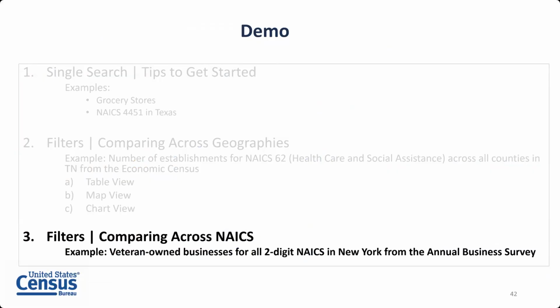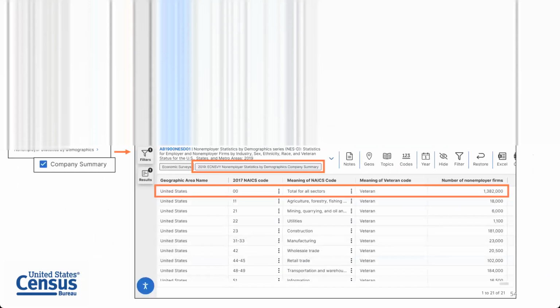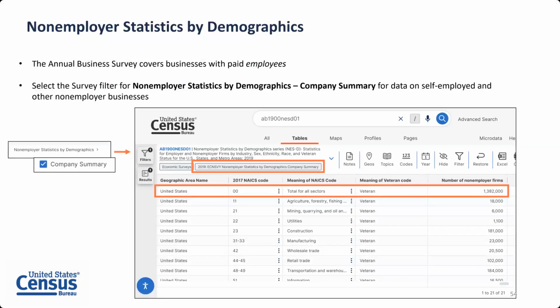All right, so moving back here to wrap up with some additional details, I mentioned you always want to add non-employer statistics data to the other data sources if you want a complete picture of businesses. If you're looking at adding non-employer statistics to the annual business survey data, you would want to make sure to select the non-employer statistics by demographics filter.